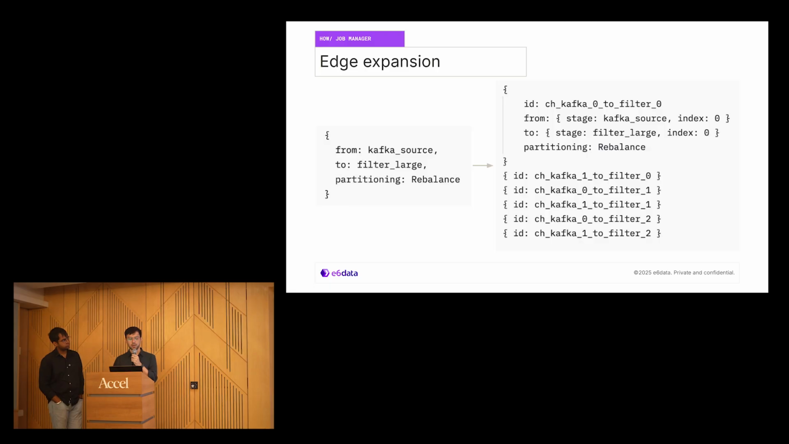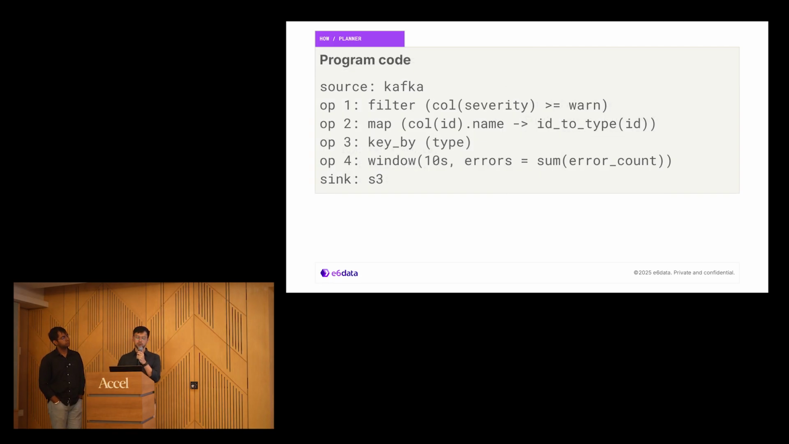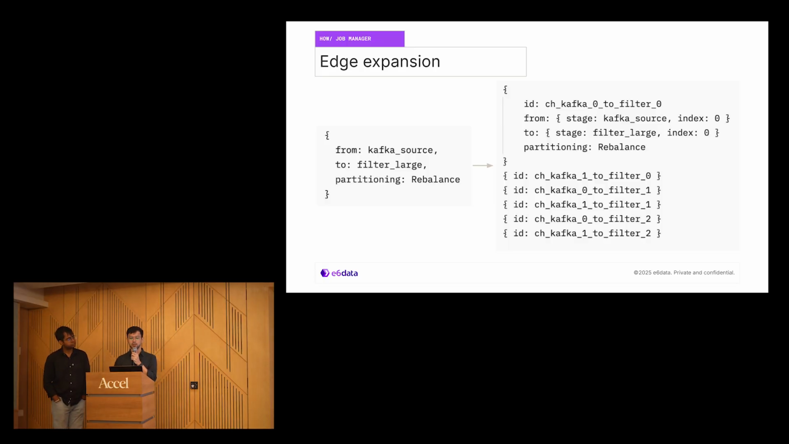So in this scenario, you have an edge going from Kafka to a filter operation, right? But you see there is a partitioning of rebalance, and this is because it's not guaranteed that you want to run every operator at the same parallelism level. You would want to run an operation which is very compute heavy at a very high parallelism, right? So in that scenario, if the parallelism of all of the nodes does not match, then you need to do something like this, where you have to rebalance the data.